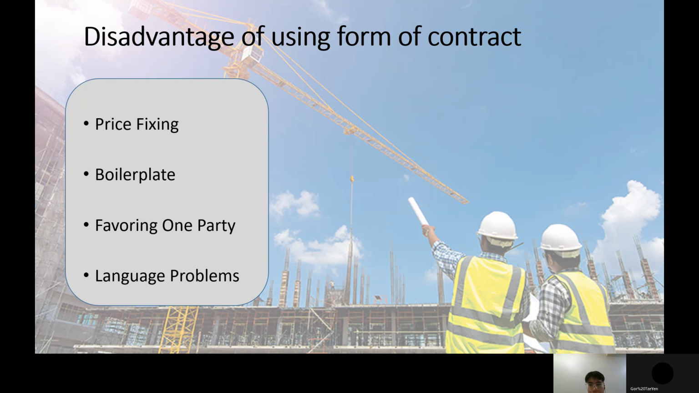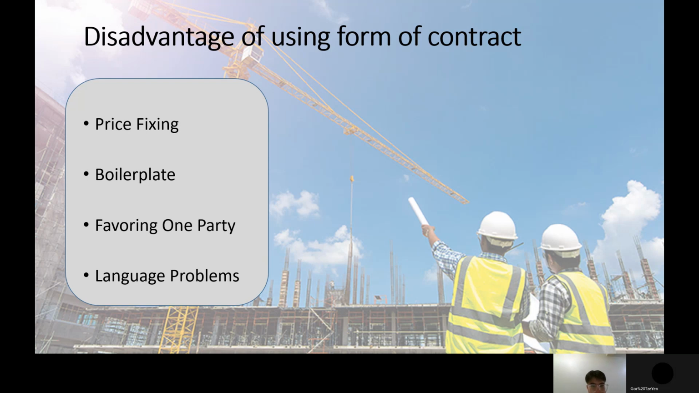Next one is boilerplate, which is that you should never sign a standard contract in the course of your business without going through it. You may be a small business owner, but your legal rights are as important as those of large corporations who scrutinize every part of the contract before signing.